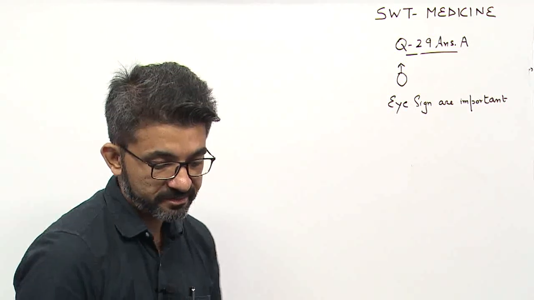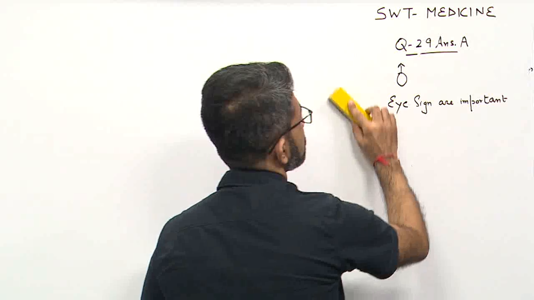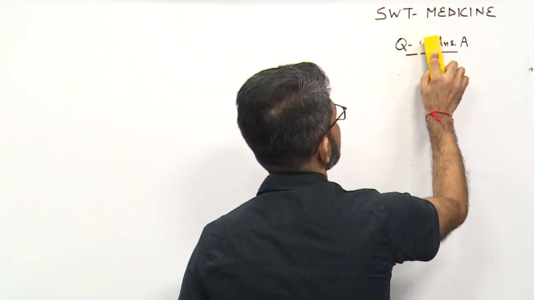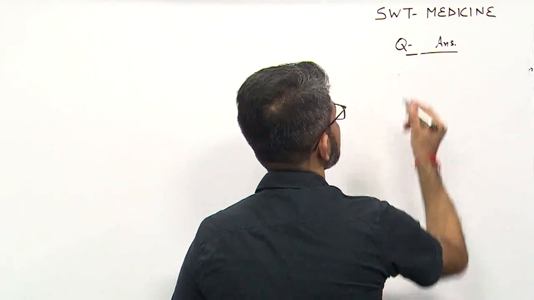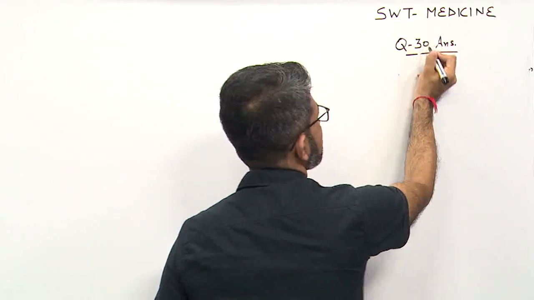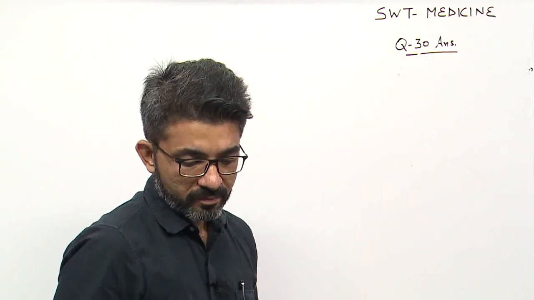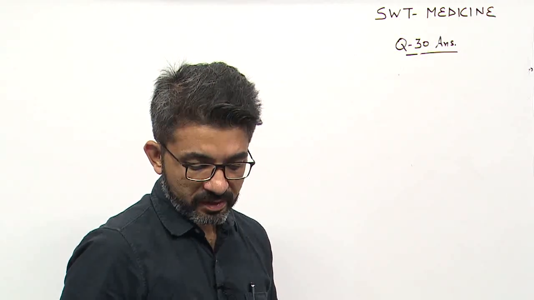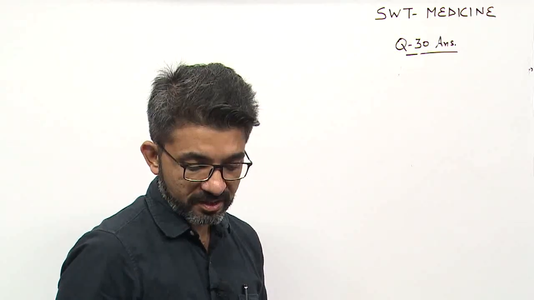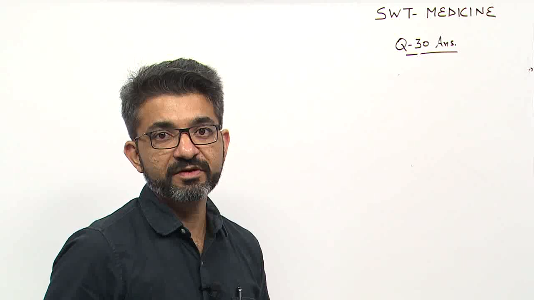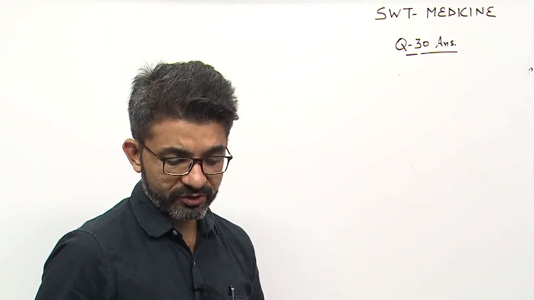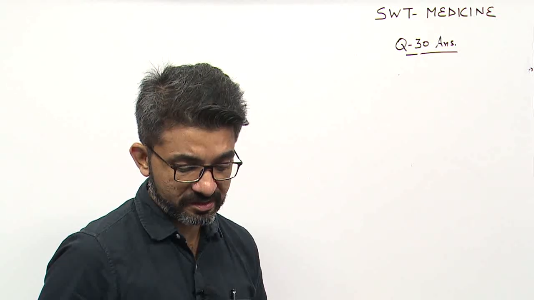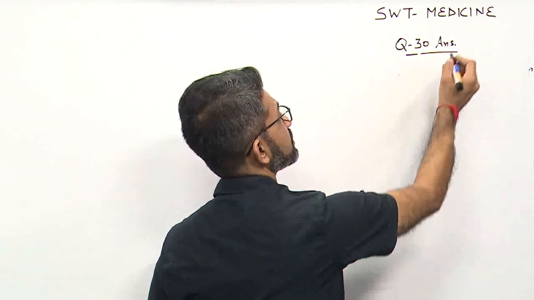Question number 30. Anterior cerebral artery occlusion can cause contralateral lower leg weakness. It is again a self-explanatory question and a self-explanatory answer. Nothing to explain it. The answer is B.